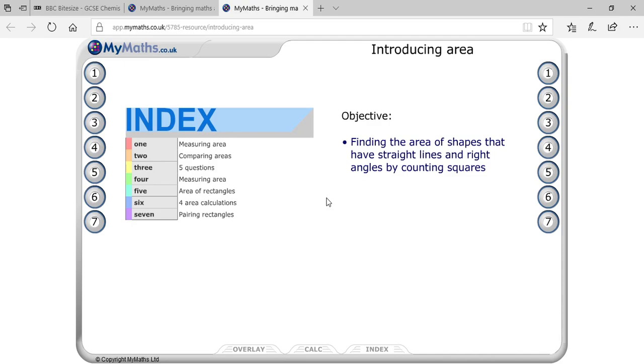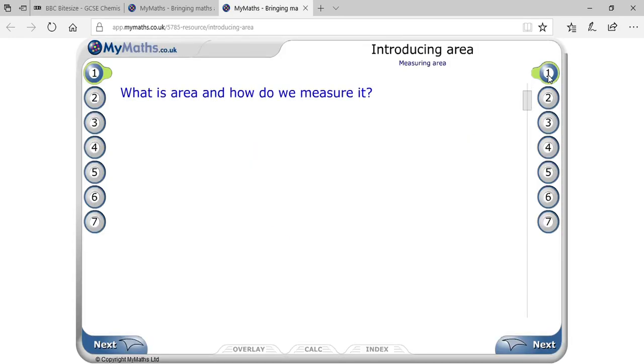And specifically in this subsection, we would like to study measuring area, comparing areas, and also measuring areas of different figures, area of rectangles for area calculations. Also, we would like to be able to find the area of shapes that have straight lines and right angles by counting squares. I think that it is not difficult.